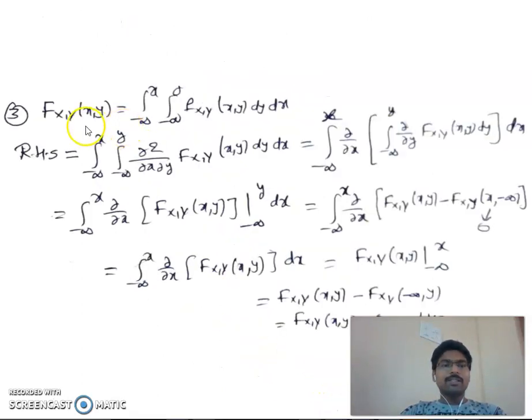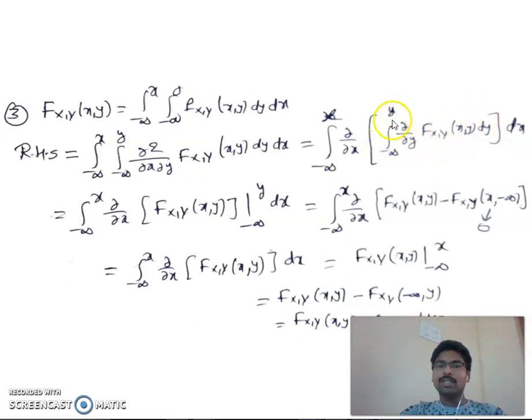Next property: F_X,Y(x, y) is equal to the integral from minus infinity to x, integral from minus infinity to y, of f_X,Y(x, y) dy dx. So taking the RHS, we'll prove the LHS. You know the definition of the joint density function in terms of the joint distribution function: del square by del x del y of F_X,Y(x, y), dy dx. Here I am splitting the derivative, and the integral from minus infinity to y of del by del y F_X,Y(x, y) dy. So I am doing the integration with respect to y for this one, so integration and derivative get cancelled here.